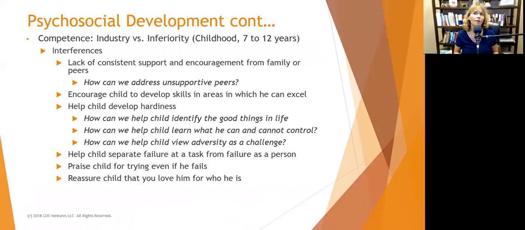And then we want to help them view adversity as a challenge. So encourage children to look at problems. If they have a bully they're dealing with at school, it's unfortunate. All right, this is a challenge. How can you handle this? How can we problem solve together, and what options are there? So encouraging them to see it as not an end, but an opportunity.